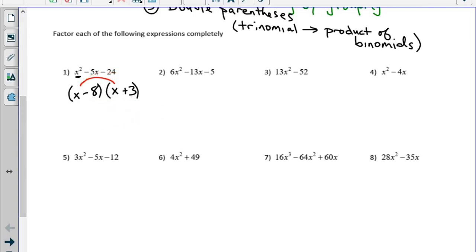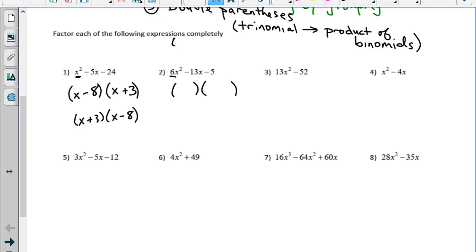So my answer is x minus 8 times x plus 3. Could I write this equivalently as x plus 3 times x minus 8? Yes, I could. So if I change the order of the x minus 8 and x plus 3, that would not affect my answer. Number 2, once again, there's no greatest common factor. It is not a special case, so I'm going to go to the double parentheses.